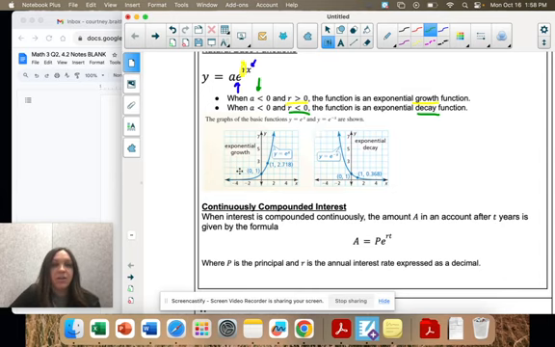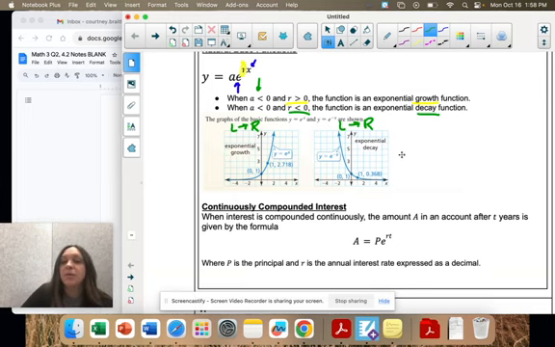So growth, look from left to right. From left, it's going up. And then left to right, if it's negative x, it's decay. It's going down. So that depends on what your r is. Is your r greater than 0 or less than 0?